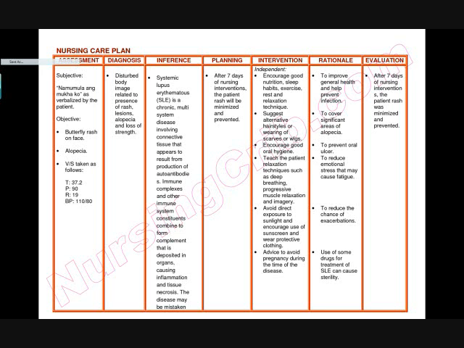The rationale for good nutrition and sleep is to improve general health and help prevent infection. So you want to maintain a good immune system. The scarf or wig is to cover significant areas of alopecia, and that's just if the patient cares. If they don't care, that's better for them. The oral hygiene is to prevent oral ulcerations. And relaxation techniques are to reduce emotional stress that may cause fatigue.